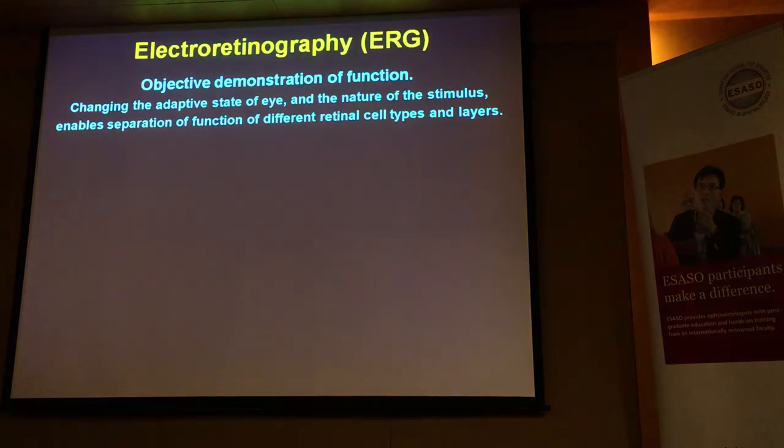So, where are we going? ERG. Objective demonstration of retinal function. And by changing the adaptive state of the eye and the nature of the stimulus, we separate the function of the different cell types and layers. The retinal rods are more sensitive to darkness, so patients need to be dark adapted. Cones operate in large, bright light conditions. So we tailor the stimulus and the recording conditions to that.